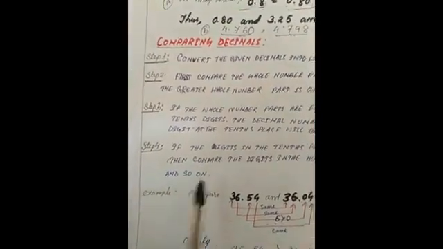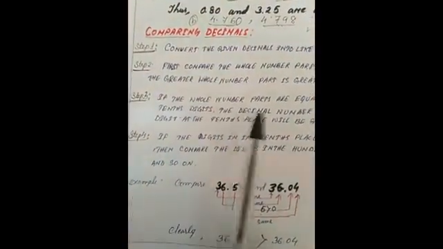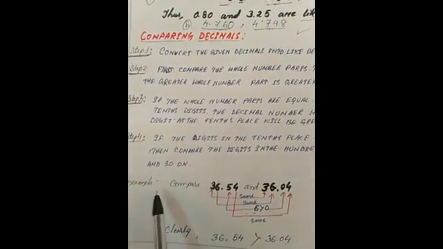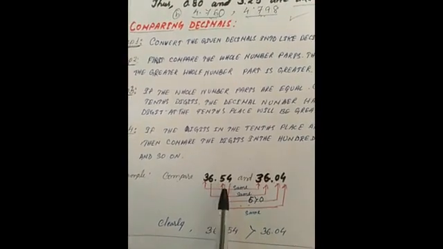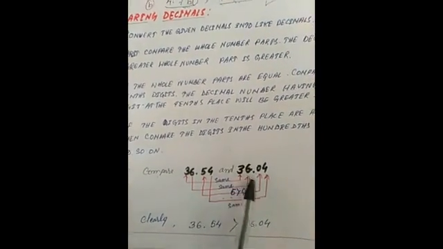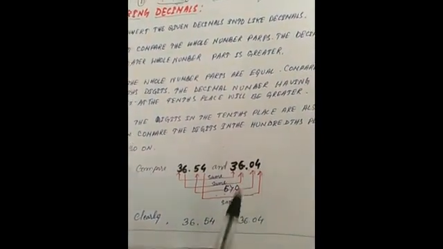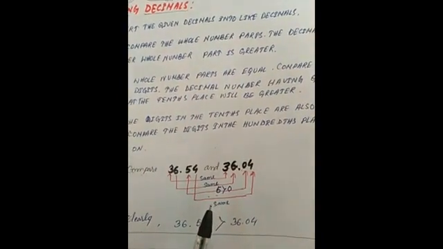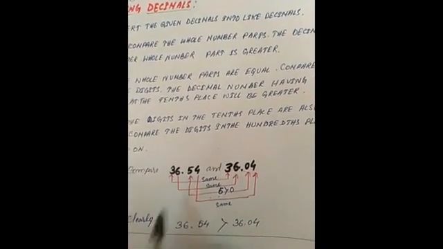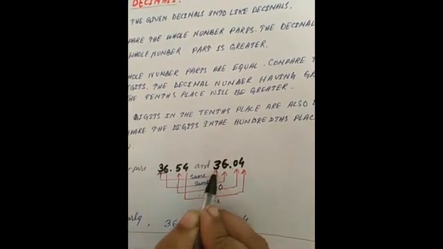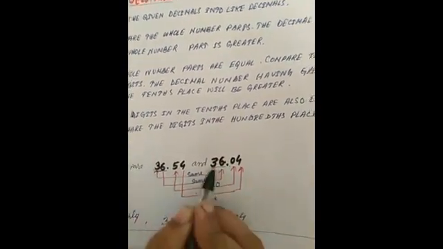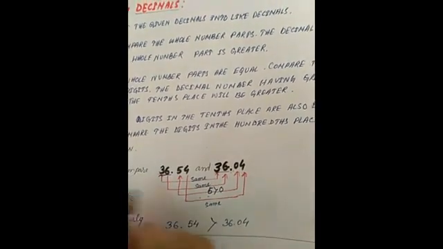See here, children, we have discussed the same thing in your book step by step. Now, I have shown you examples here: 36.54 and 36.04. See, you can see the whole part is the same in both: 36 here, and 36 here. That means the whole part is the same.